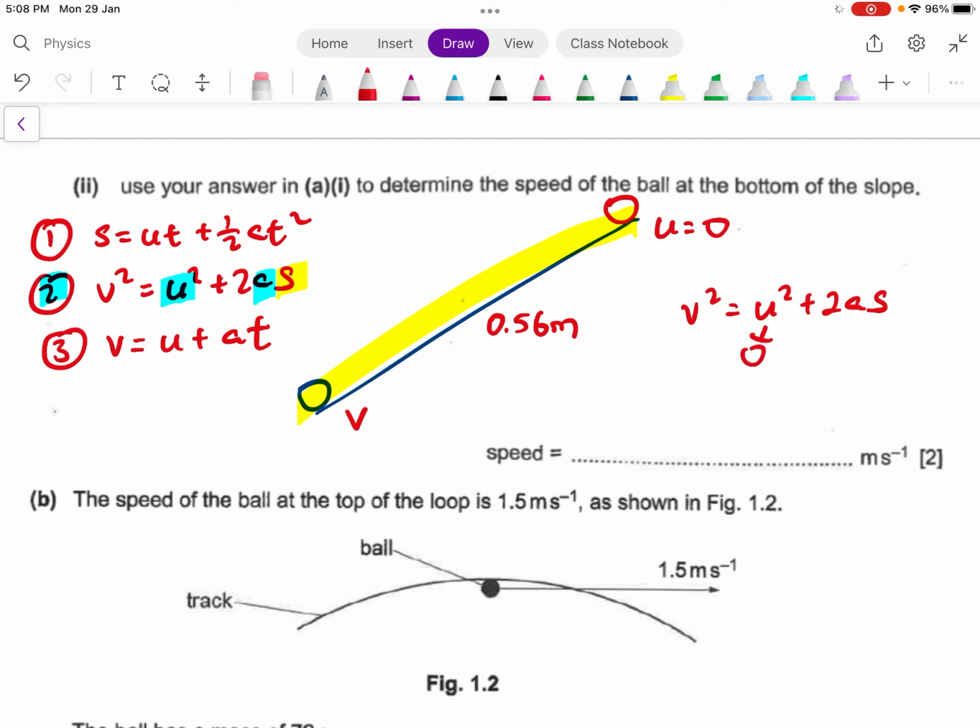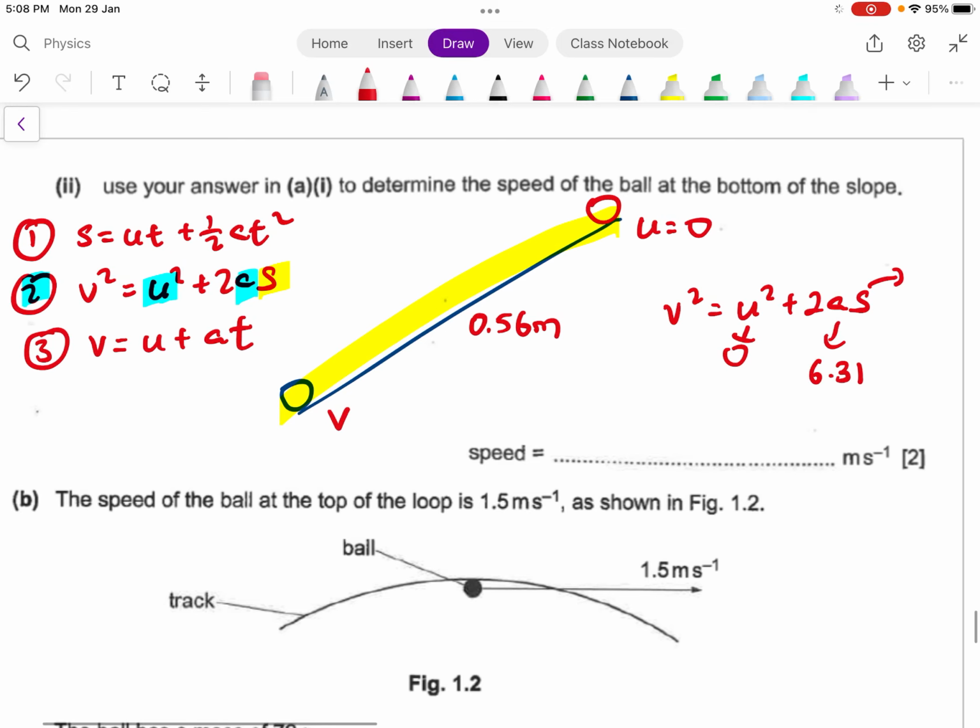So u is 0, then this is not 9.81, because it's the so-called acceleration along or parallel to the slope, right? So this is 6.31, and then the s is 0.56. So of course you calculate 2 times 6.31 times 0.56. Okay, sorry, my calculation mistake.